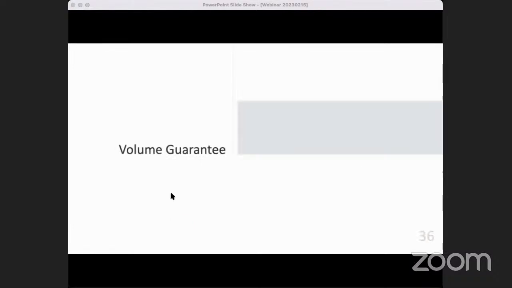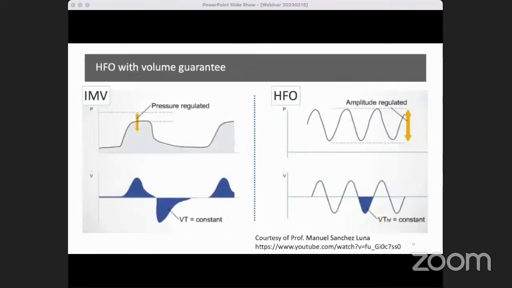Okay, next. I would like to talk about volume guarantee. First of all, what is the concept of volume guarantee? For CMV with pressure control, the delivered pressure is set, and the tidal volume is determined according to the pressure. In contrast, volume guarantee is based on the concept of setting the desired tidal volume and supplying pressure appropriate to reach that setting. It is the same in HFO.